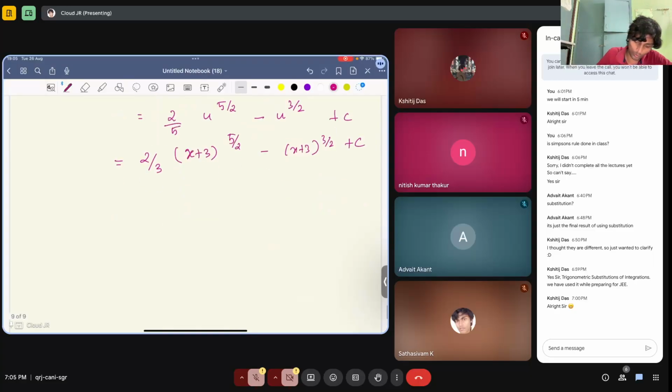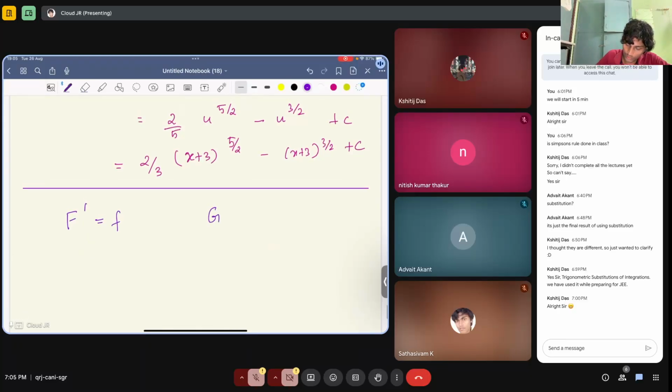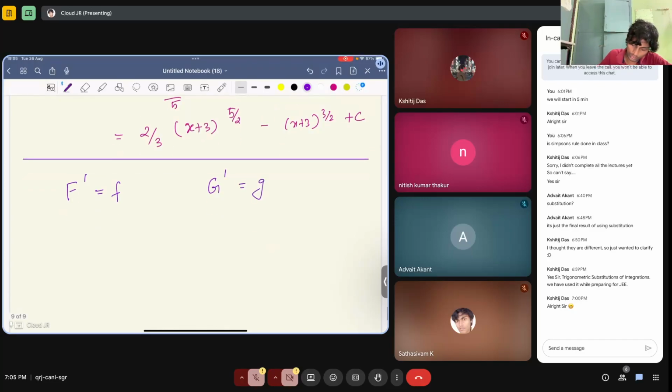I just want to ask you one question and then we will proceed. It's not a very serious question, but I just wanted to tell you. So let's say I have this function f of x. If your capital F prime is, let's say, f, and your capital G prime is, let's say, g, and you have the integral of f plus g dx, this is nothing but integral of f dx plus integral of g dx.